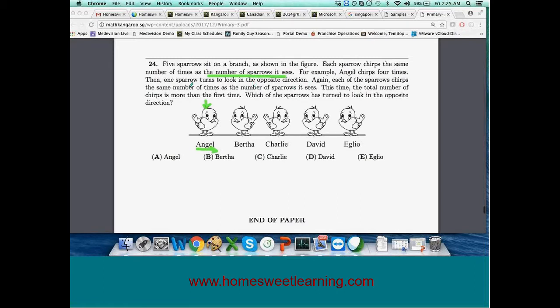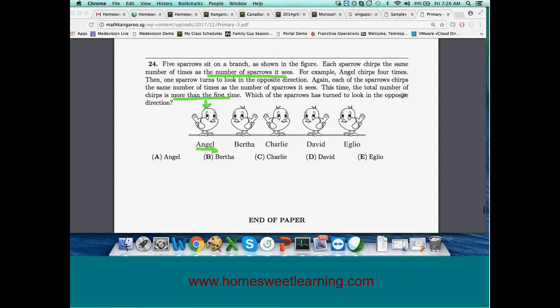Then one sparrow turns to look in the opposite direction. We don't know who. Again, each of the sparrows chirps the same number of times as the number of sparrows it sees. This time, the total number of chirps is more than the first. Which of the sparrows has turned to look in the opposite direction?